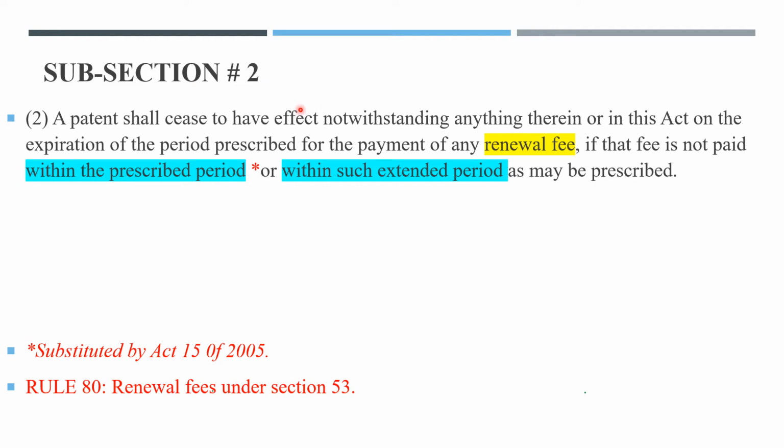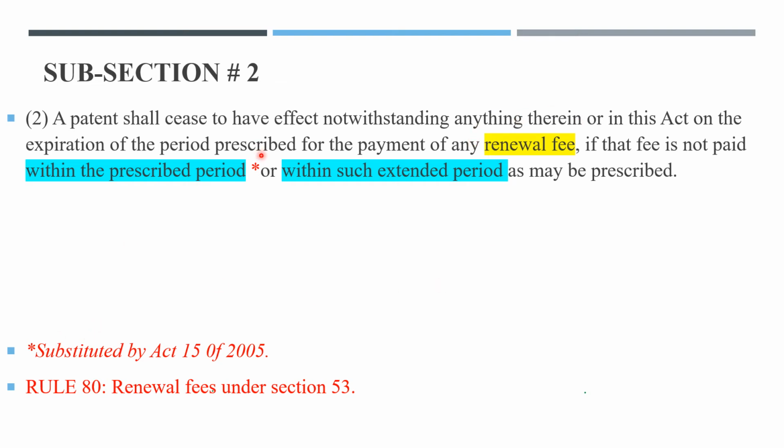Now comes subsection 2. Subsection 2 says a patent shall cease to have effect notwithstanding anything therein or in this act on the expiration of the period prescribed for the payment of any renewal fee, if that fee is not paid within the prescribed period or within such extended period as may be prescribed. So here the keyword is renewal fee, and the secondary keywords are within the prescribed period or within such extended period. The main primary keyword is renewal fee.